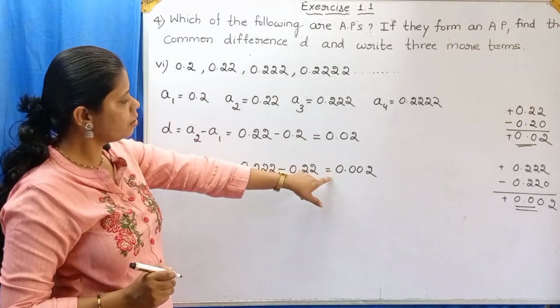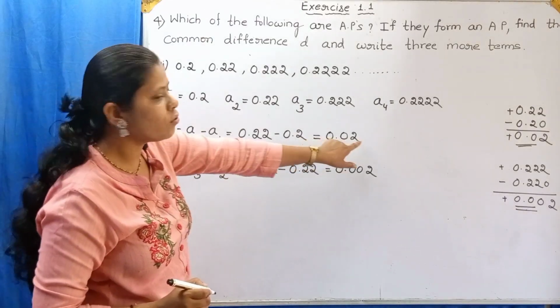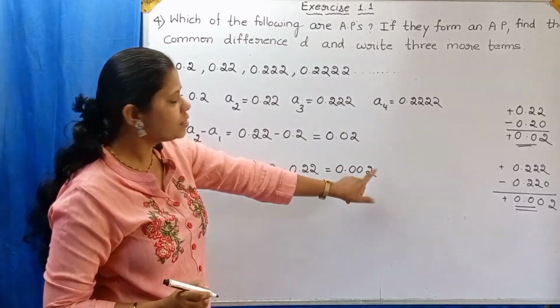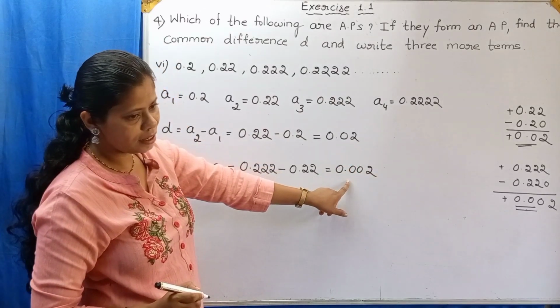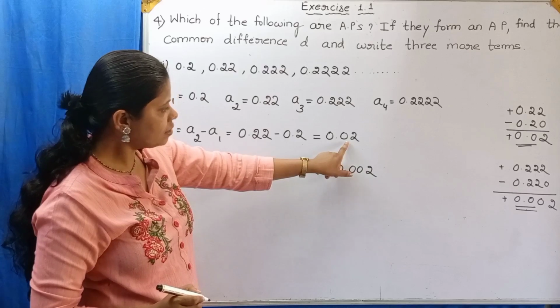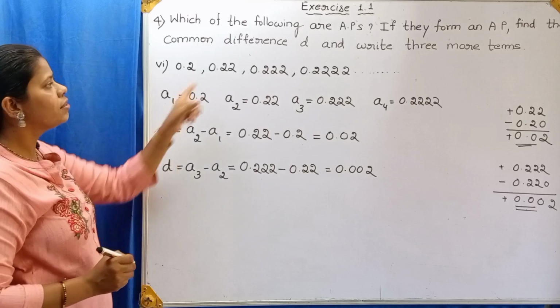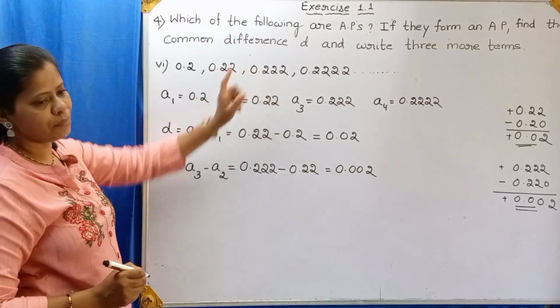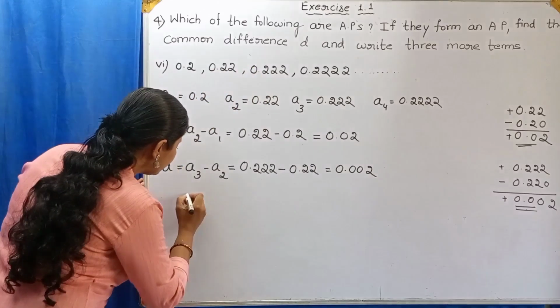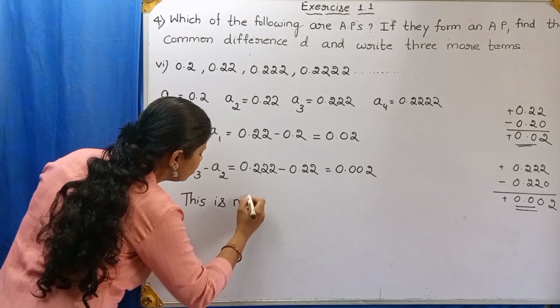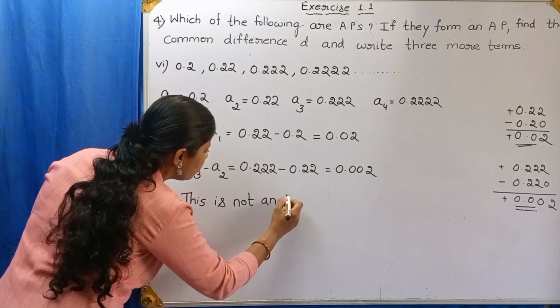Now, see these both. Whether they are equal? No. 0.02 and 0.002 means the D is not the same, isn't it? It is smaller and it is greater. D is not the same in both the cases. Therefore, it is not an AP. Okay? This is not an AP.